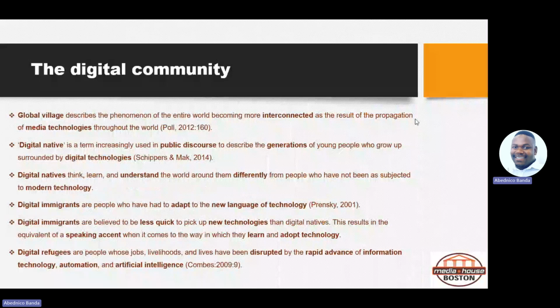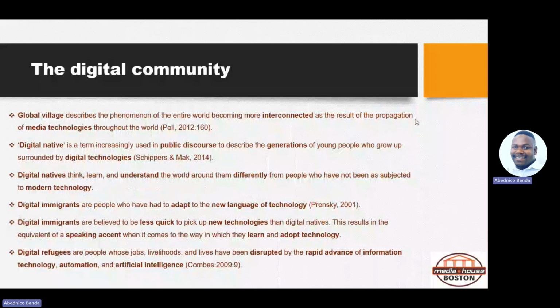Then you find immigrants, those who just want to be on social media for a while. You post one or two, then you go back to your offline world. So these are the three types of people that you find in the digital community.